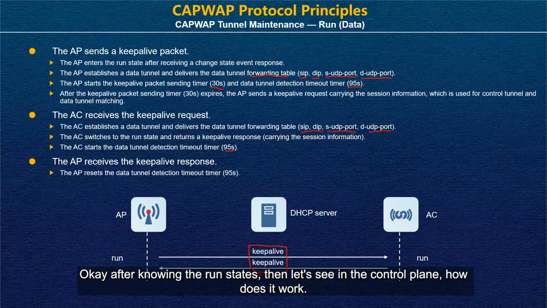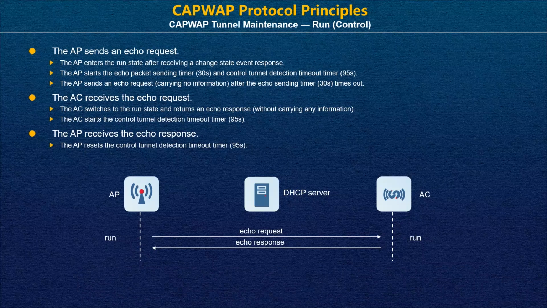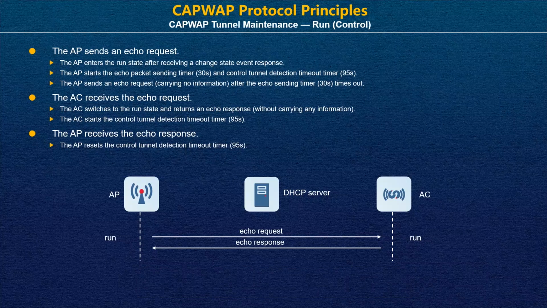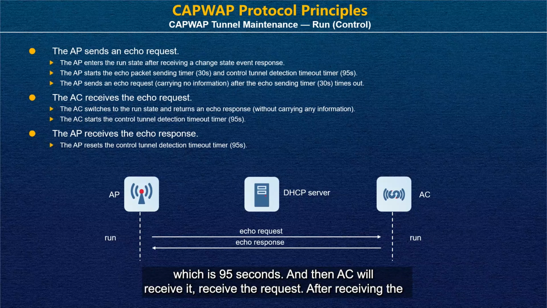Okay, after knowing the run state, then let's see at the control plane, how does it work? Okay, you can see firstly AP sends an echo request to AC, right? And it will also start the timers. For example, the echo packet sending timer, which is 30 seconds, and the terminal detection timeout timer, which is 94 seconds, right? And then AC will receive the request.